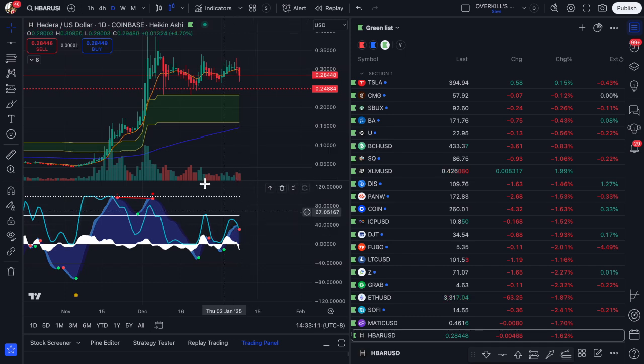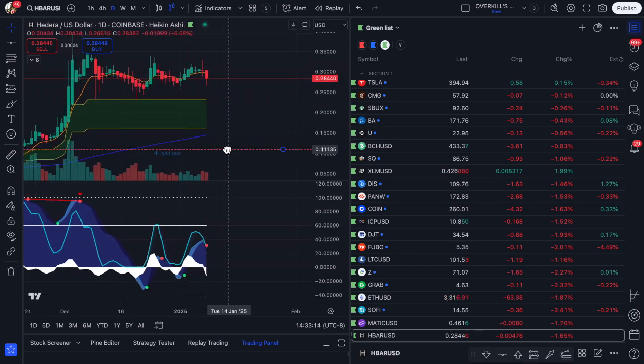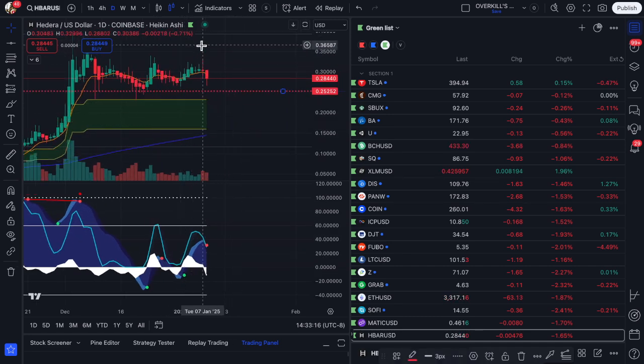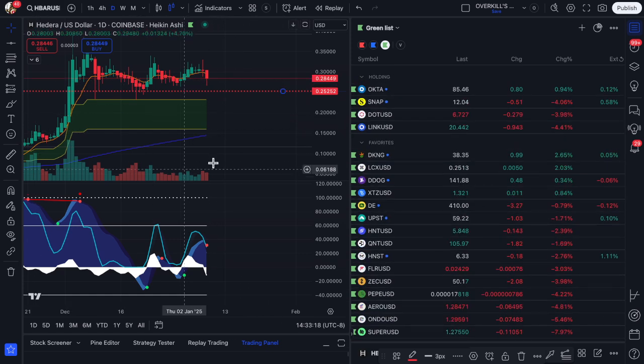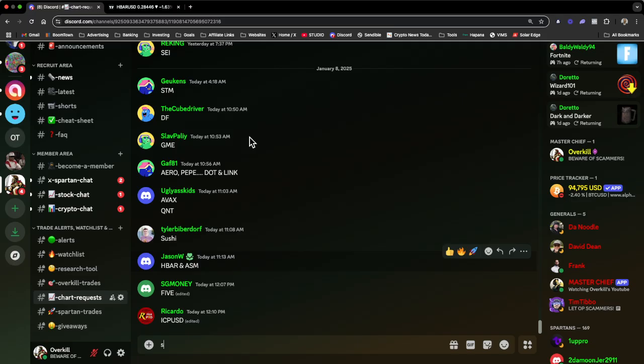Okay, what I'd be waiting on is a green dot. I'm not a big fan of H-bar right now. It's just too overdone, too overhyped. I'd like to see it pull back to like 15 cents. Okay, I got a stop loss on that one at 25.